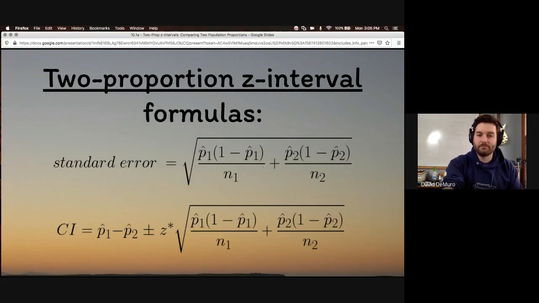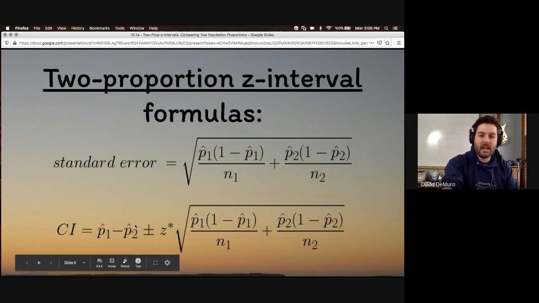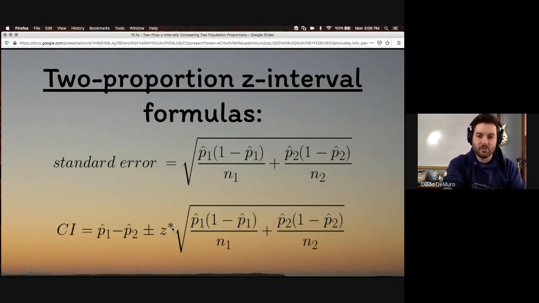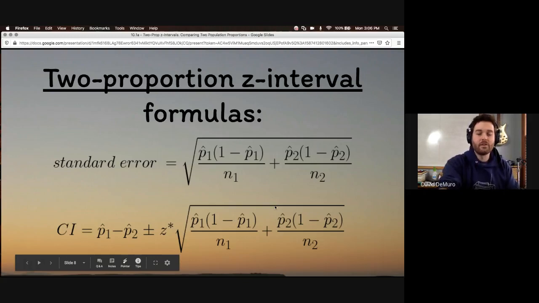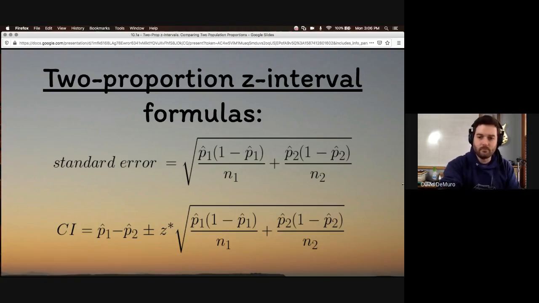It's the sum of those two. When we put that together as a confidence interval, our estimated difference is p hat 1 minus p hat 2, plus or minus z star, our critical value, and that's the number of standard deviations or standard errors we go to get a certain percentage, so that we can get off of the table, times that standard error, the square root of this sum, p hat 1 times 1 minus p hat 1 over n1, plus p hat 2 times 1 minus p hat 2 over n2.